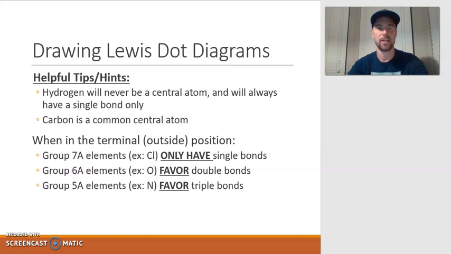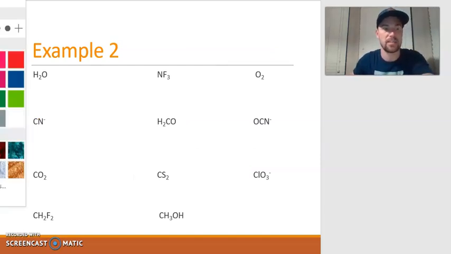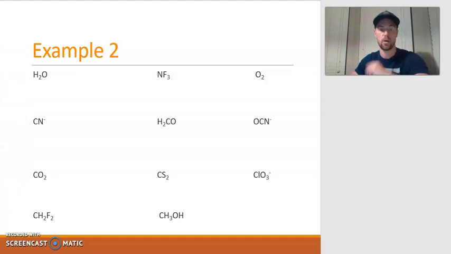And group 5A elements, such as nitrogen, favor triple bonds, but don't necessarily have to have triple bonds. Okay, we've got the rules, we've got some questions to help check our answer, and we've got some tips and tricks. It's about time we just start getting into it. So here we go. We're going to draw as many of these as we possibly can, and I may need to erase things as we go because I don't have a lot of space for myself.